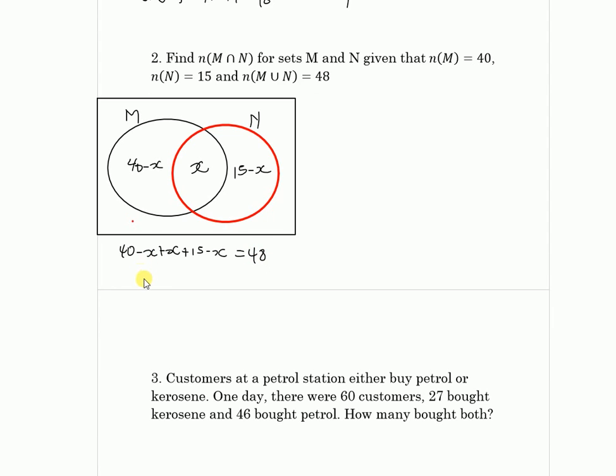X and X go, I have 40 plus 15, that is 55, then minus X is equal to 48. Then I have X is equal to 55 minus 48. What I've done, I've taken X to the right and this one to the left. Then I turn the equation around.